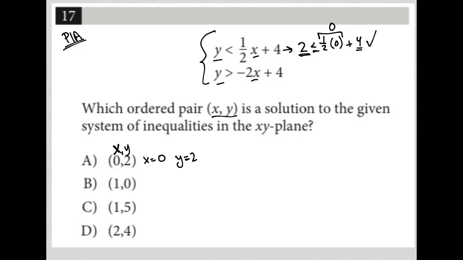That's true. But now let's try those exact same numbers for the second inequality, and that would turn into 2 is greater than negative 2 times 0 plus 4. And again, this is 0, and 0 plus 4 is 4. But 2 is not greater than 4, right? Which means that answer choice A does not work.